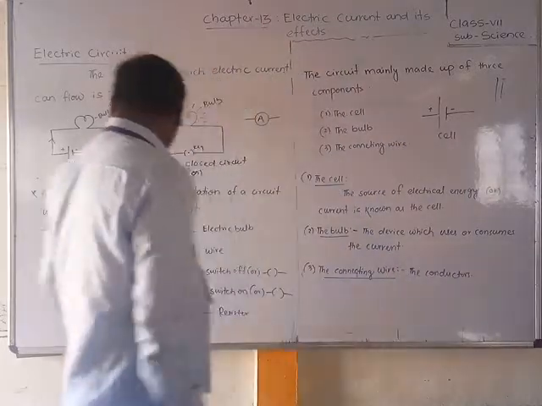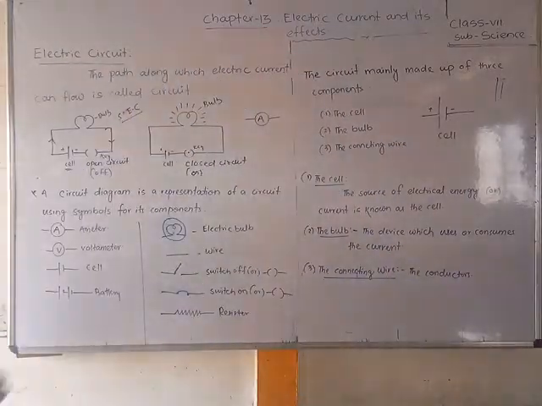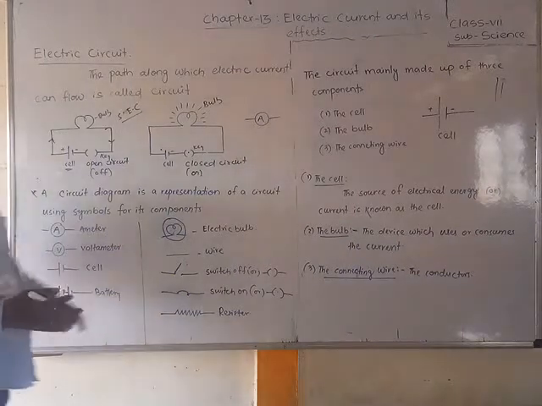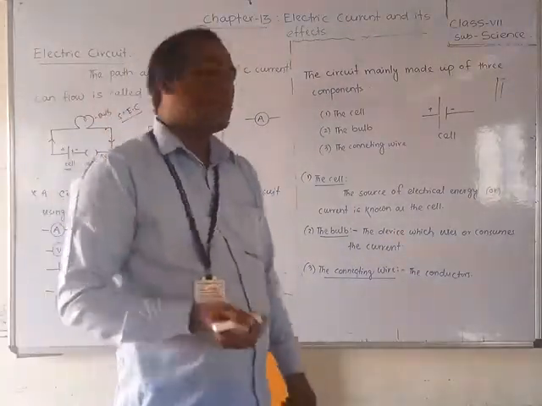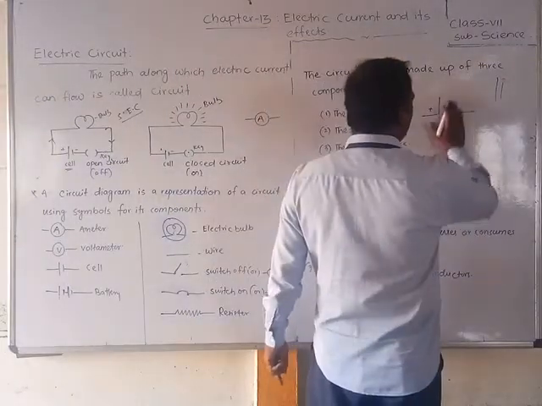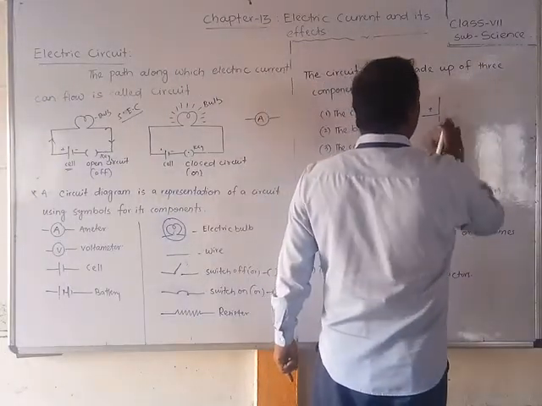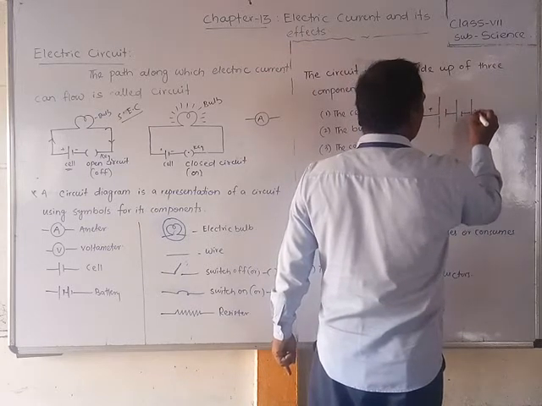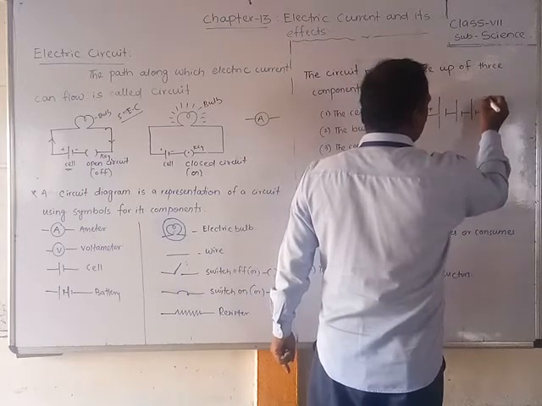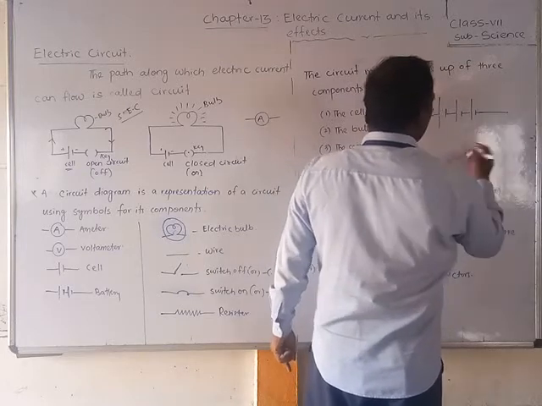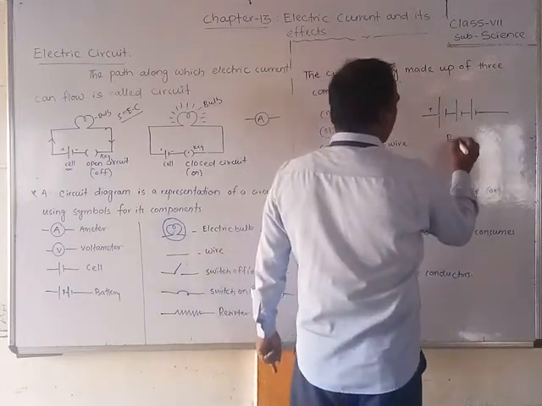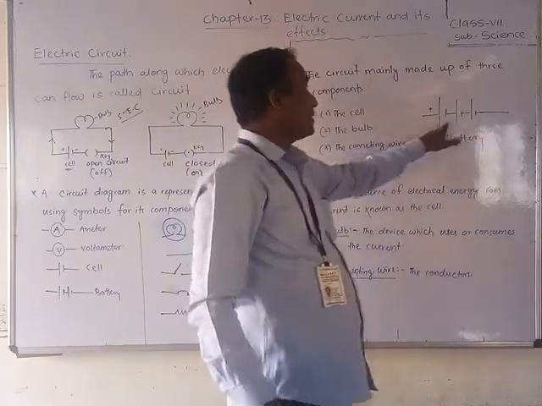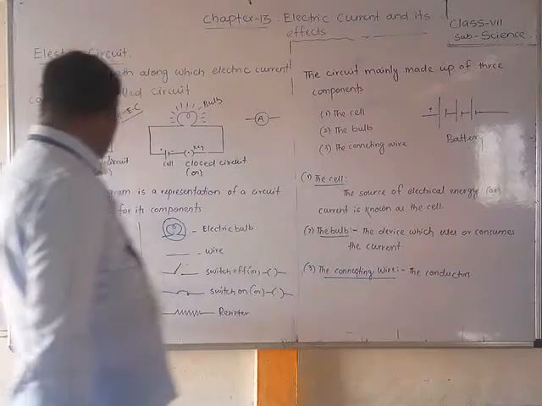Now next, observe friends, the battery. Here three or four lines are connected. That means whenever many cells are connected, they form a battery. More cells are connected in series like this. This is called a battery symbol. Understood? So a battery means a number of cells connected in series. That is called a battery.